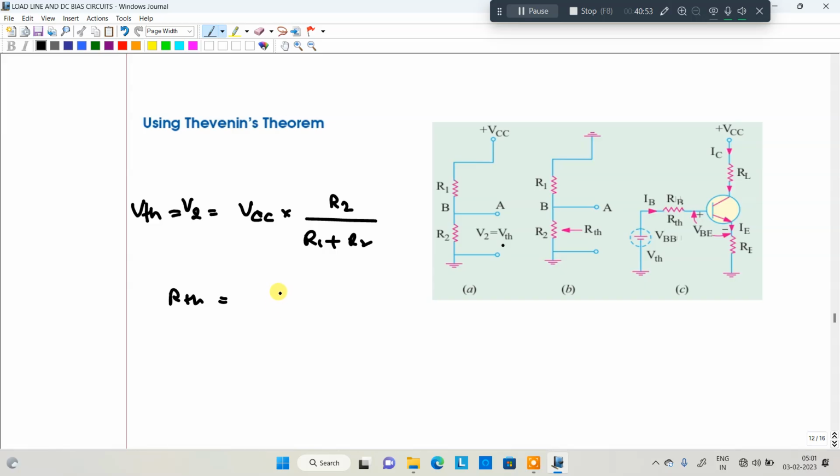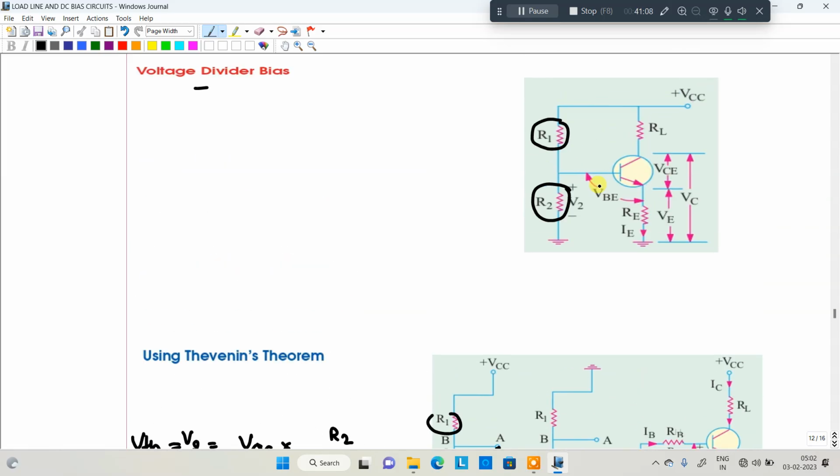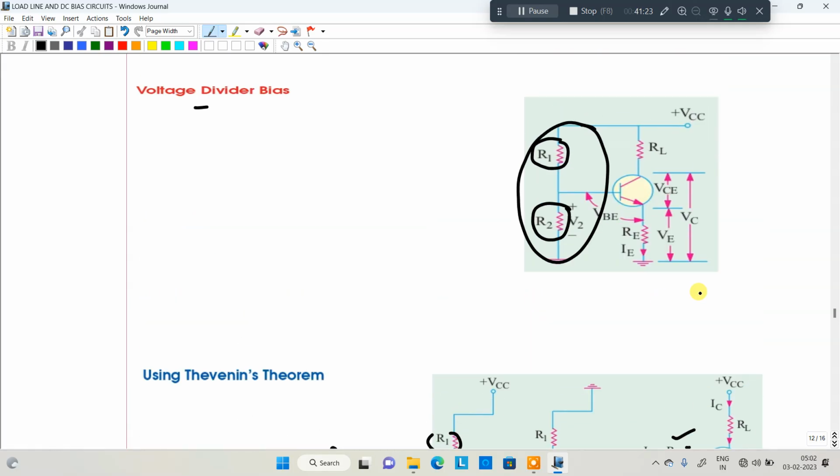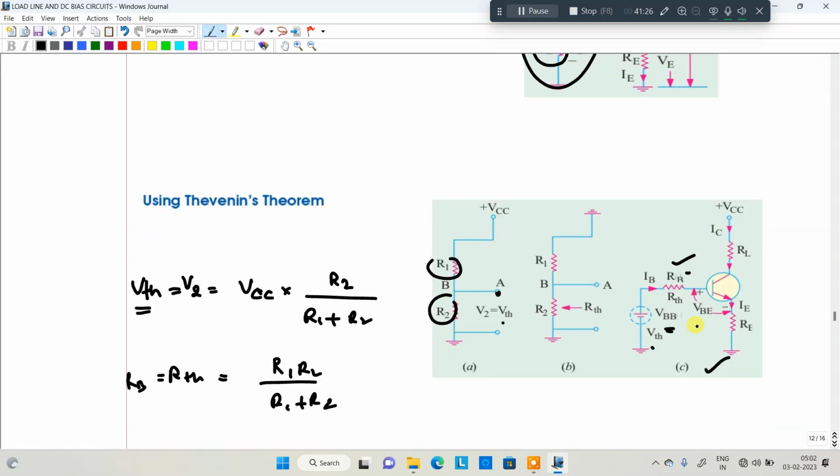So RTH is equal to R1 and R2, both are in parallel. Looking in between these two terminals, R1 into R2 by R1 plus R2. That means this entire combination is converted into Thevenin's equivalent. This is the circuit: VBB, that is VTH, and this is RB, base resistance. So the entire complicated circuit becomes a simplified circuit. Once this combination is there, you can directly do the solutions.